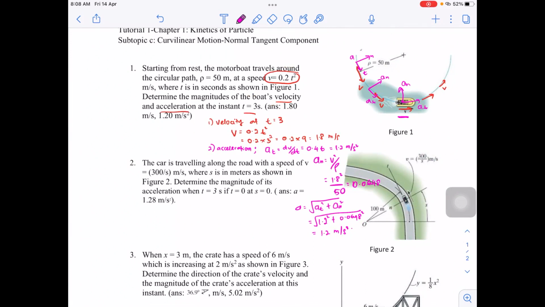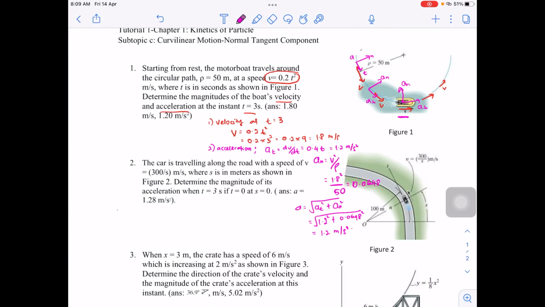Question number 2: a car is traveling along the road with speed v equals 300 over s, where s is in meters. Determine the magnitude of acceleration when t equals 3, if t equals 0 when s equals 0. This time v is given as a function of s, whereas in question number 1, v was given as a function of t. So v is 300 over s.